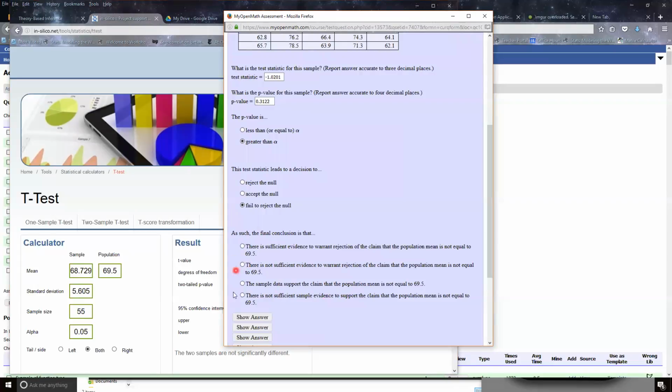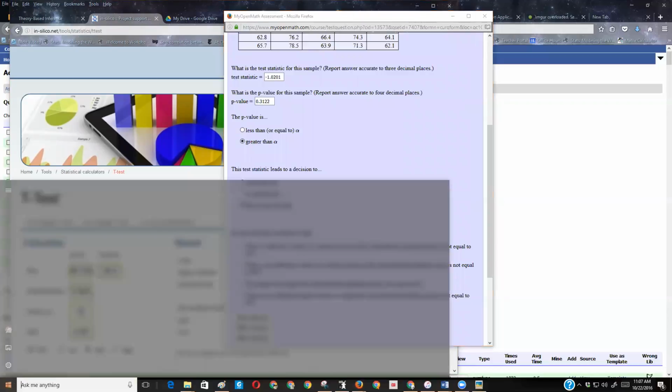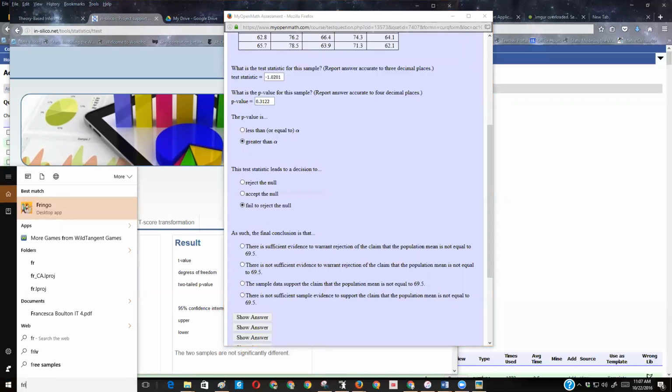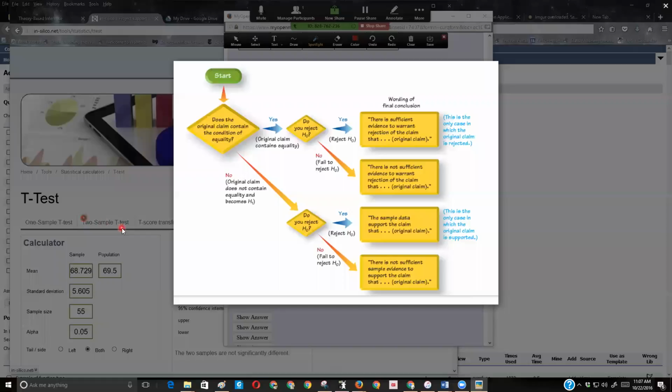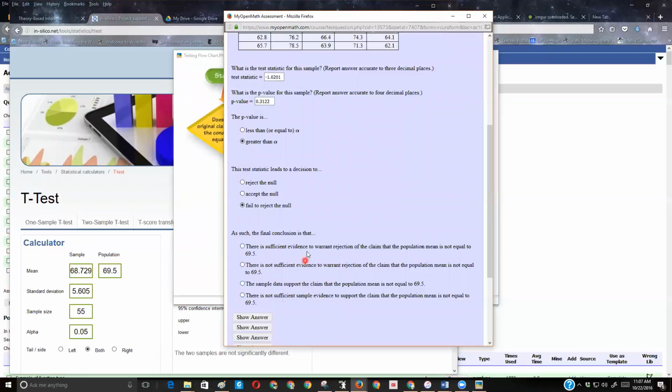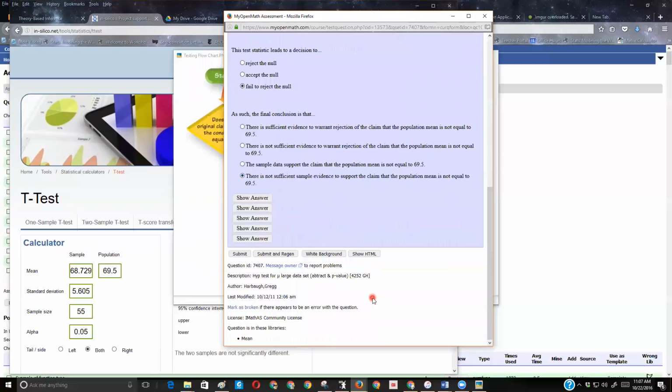If you haven't watched those other videos, let me find that flow chart again. So my original claim did not have an inequality. It was H1. So did you reject H0? No. There's not sufficient sample evidence to support the claim that... Let's see if my OpenMath has it. Well, this is the only one with sample evidence. So there's not sufficient sample evidence to support the claim that the population mean is not equal. And that's the one we want.